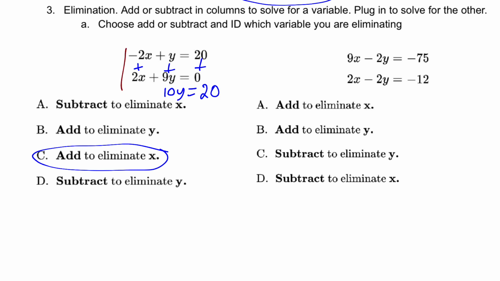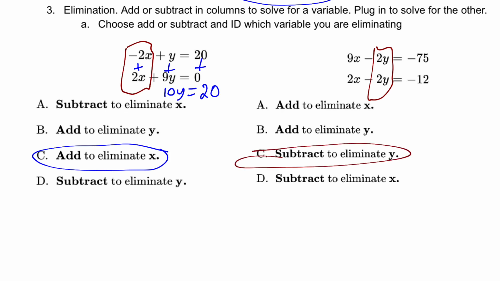What you are looking for is the same number in a column. For example, here we see 2's. But if we tried to add those, we would get negative 4y instead of 0. So this time we're going to subtract. And if we subtract all three columns, it gives us 7x is equal to negative 63. How did I get that? Because it's negative 75 minus a negative 12. So that's really like negative 75 plus 12, which brings us closer to 0. And you can solve for x from here and plug it back in to find the other.